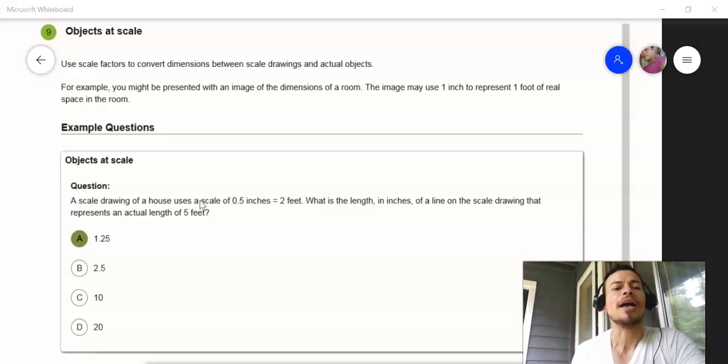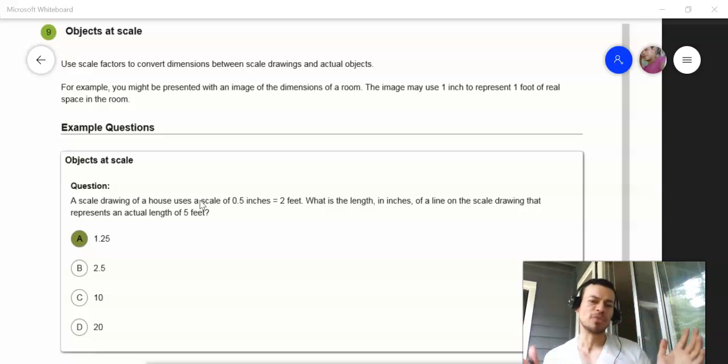It will be impossible. So that's why we need to use smaller drawings to represent real objects. Okay, so let's see this problem here. It says a scale drawing of a house uses a scale of 0.5 inches equals 2 feet. What is the length in inches of a line on the scale drawing that represents an actual length of 5 feet?